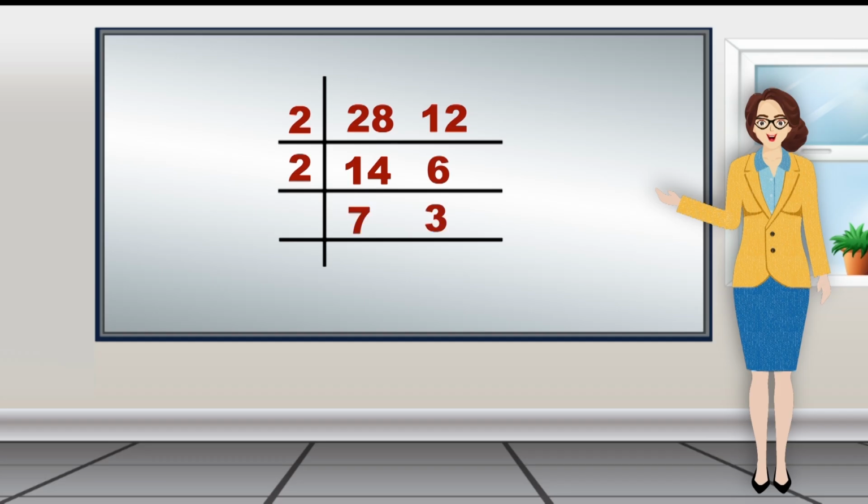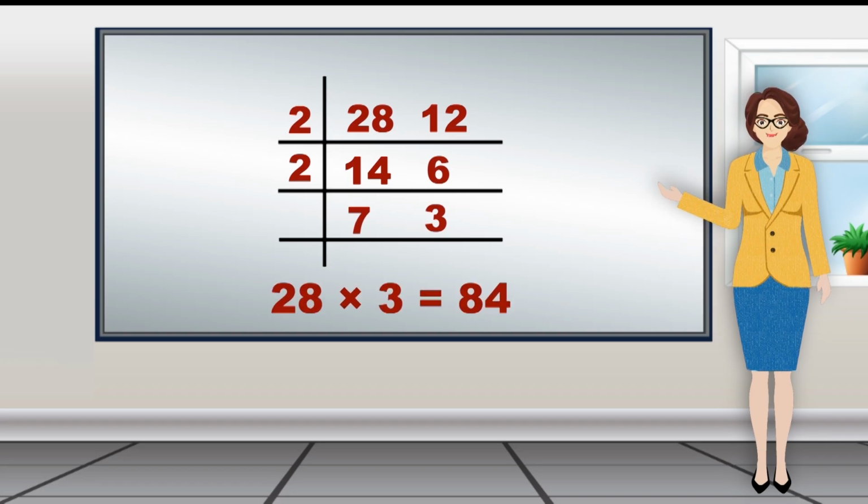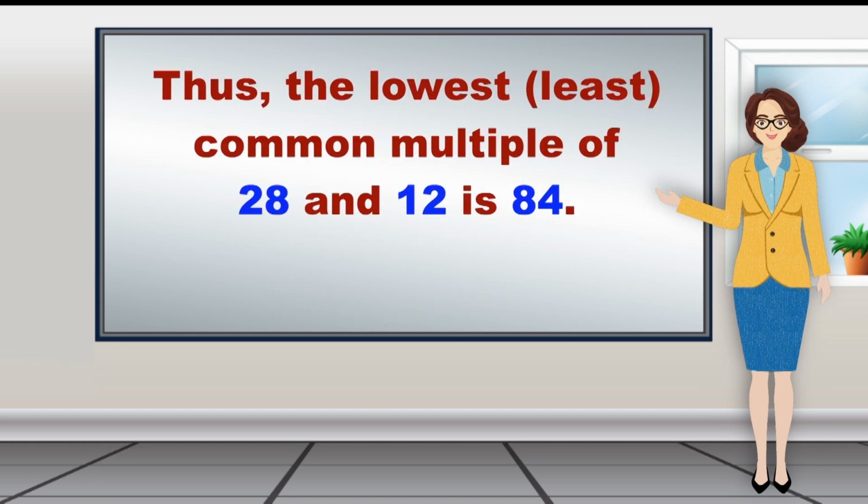To find the LCM, we multiply these numbers together. 2 multiplied by 2, multiplied by 7, multiplied by 3. So 2 2s are 4. 4 7s are 28. 28 3s are 84. Thus, the lowest or least common multiple of 28 and 12 is 84.